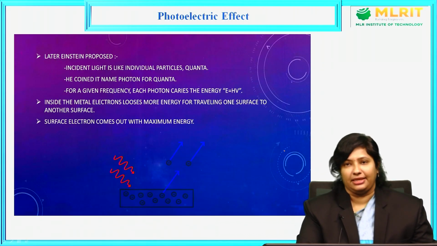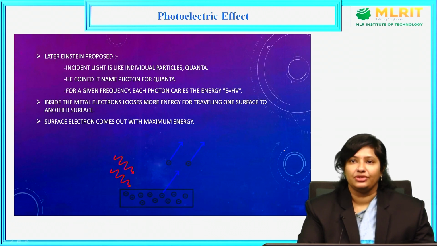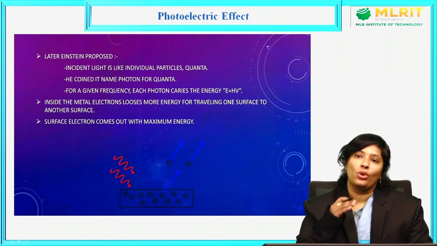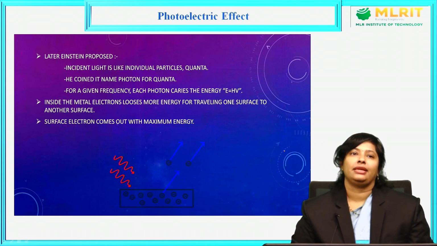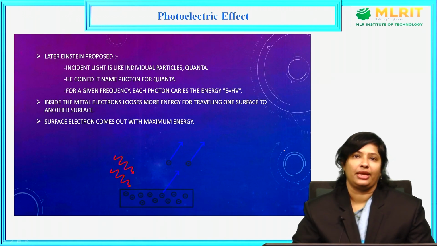According to Einstein, the incident light is in the form of individual particles, and he named these particles photons. And he also said that for a given frequency, each photon carries some amount of energy, whose energy is E equals h nu. Next, he said that inside the metal, the electron loses some amount of energy to travel from one surface to another. Next, the electrons which are emitted from this metal surface carry a larger amount of energy.